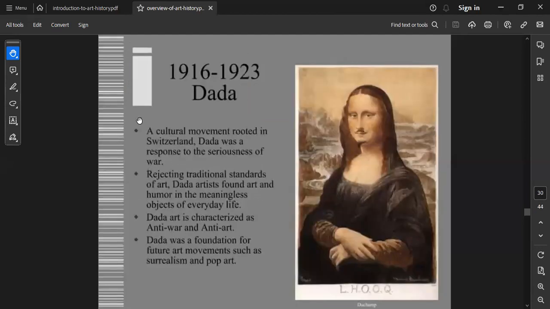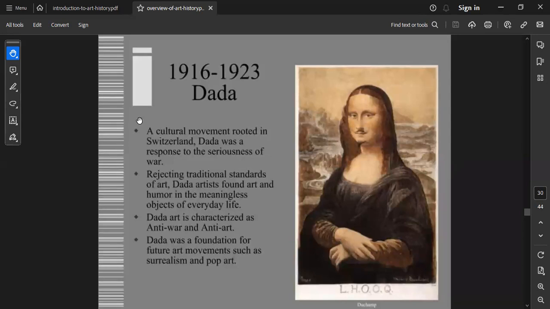So this again happened between 1916 and 1923. A cultural movement rooted in Switzerland, Dada was a response to the seriousness of war. You can say this is the historic version of the modern-day meme, which has a lot of humor in it. This was just to oppose, to ridicule, to comprehend the needlessness of wars, the needlessness of narrow politics which were taking place at that particular time.